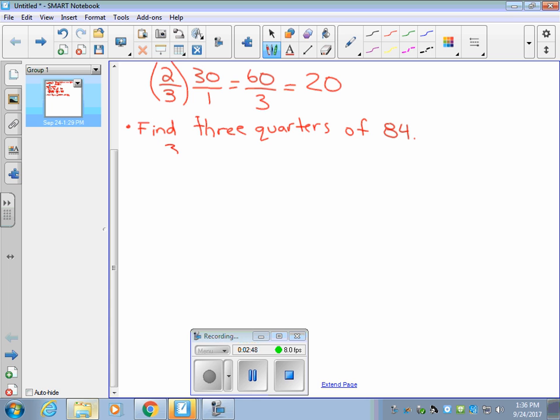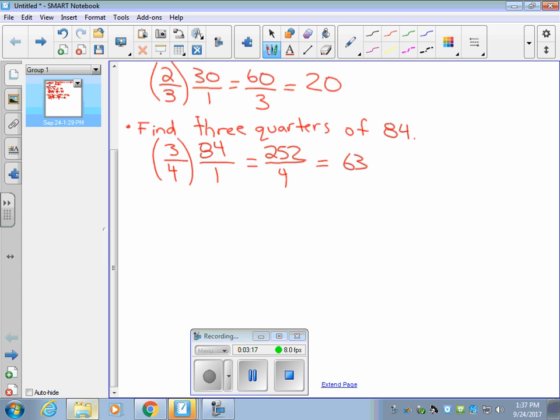3/4, write that as a fraction, 3 over 4. We're going to take that and multiply it by 84. We have to write 84 as a fraction, so we can put it over 1. 3 times 84 is 252. 4 times 1 is 4, so we have 252 divided by 4, which just happens to equal 63. We can divide both top and bottom by 4 to get 63 over 1, which is 63.